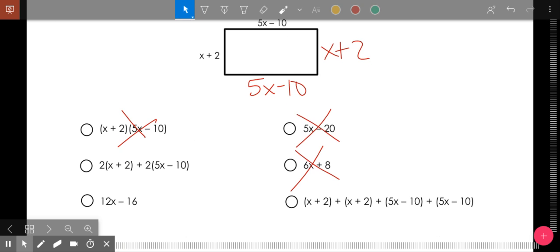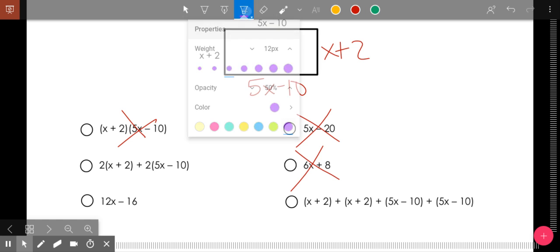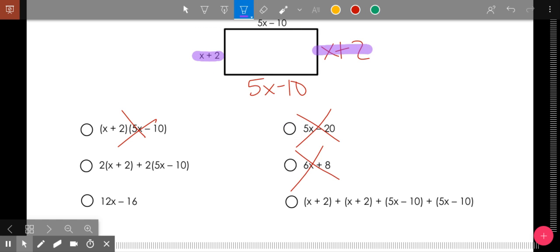Then if I'm working my way down, it says 2 times x plus 2. That's right. Since I have 2x here, and x plus 2, and x plus 2, so I have to multiply the 2. That's right. And I have 2, 5x minus 10. So that one is correct.